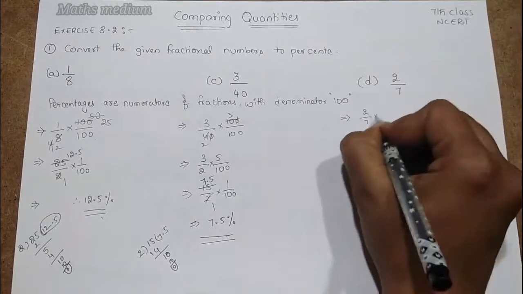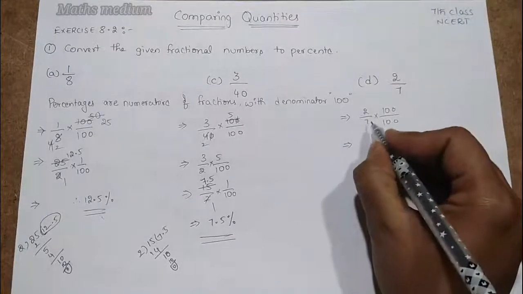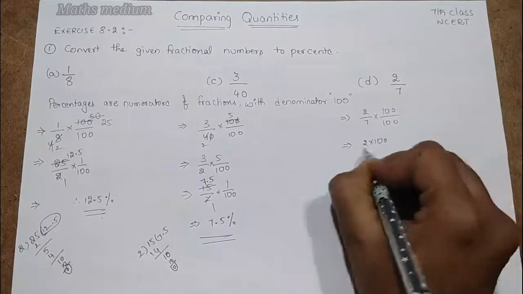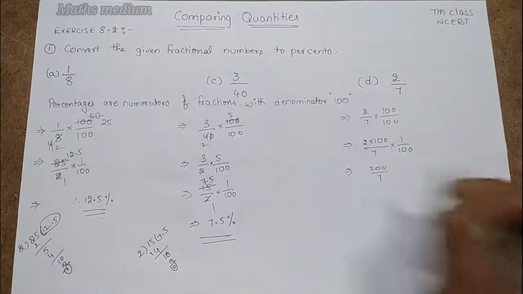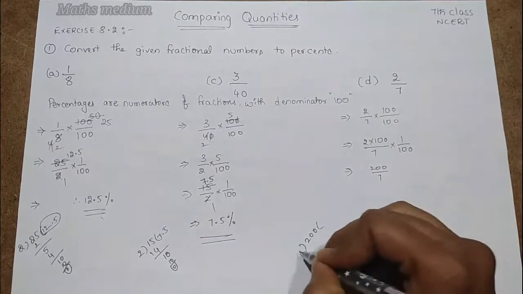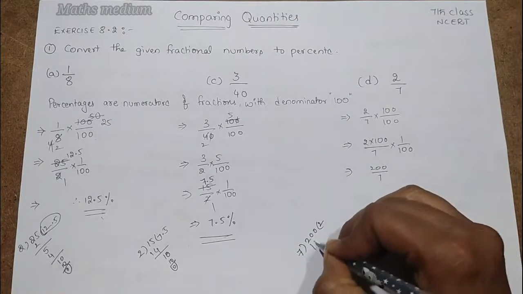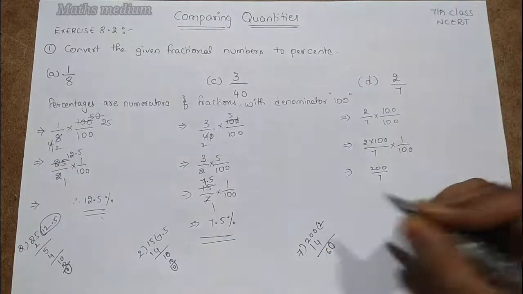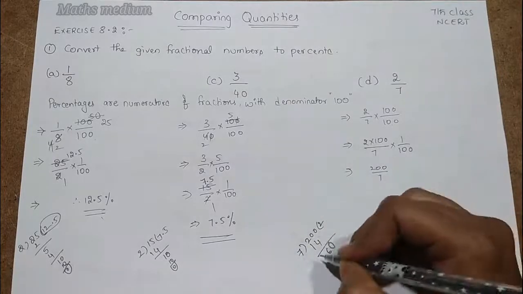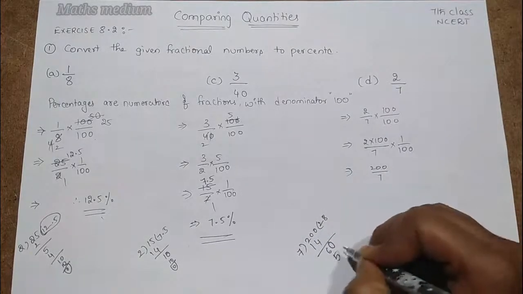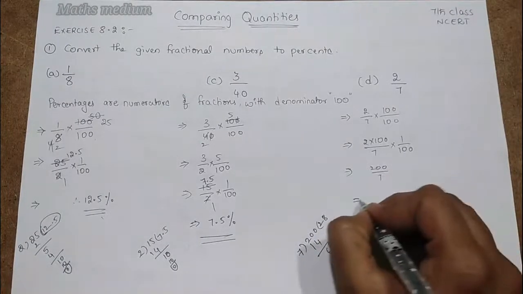2 by 7 into 100 by 100. Put the denominator as it is. Now 2 into 100 by 7 into 1 by 100. Now 200 by 7. Now make 200 with the 7 division. 7 3s are 21. 7 2s are 14. 6 is remaining and get 0 here. Again 7 7s are 49. 7 8s are 56. 7 9s are 63. So above that 7 8s are 56. 4 is remaining. Now make it as mixed fraction.